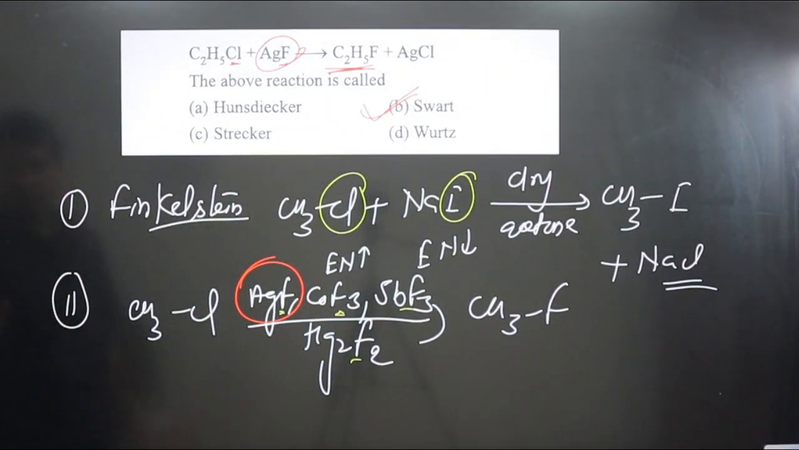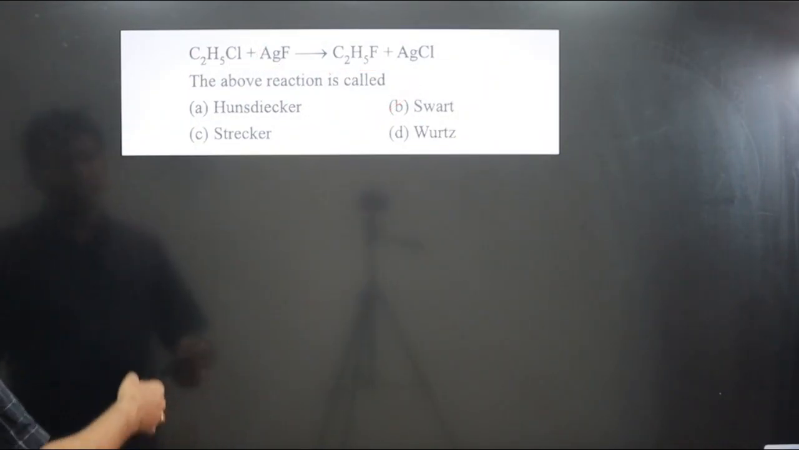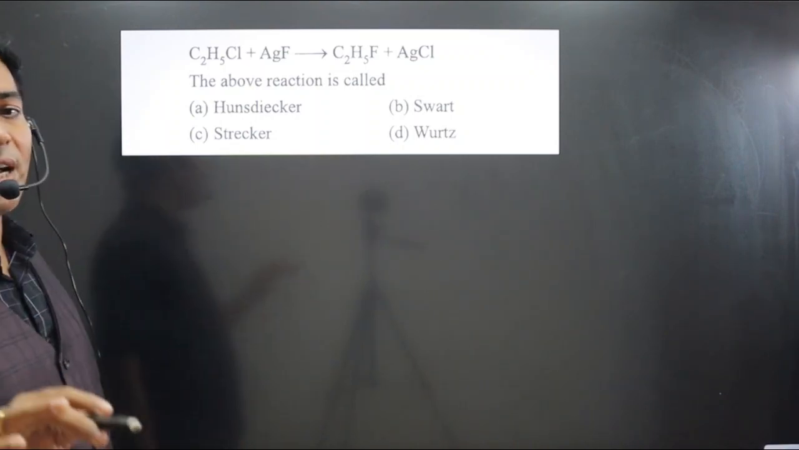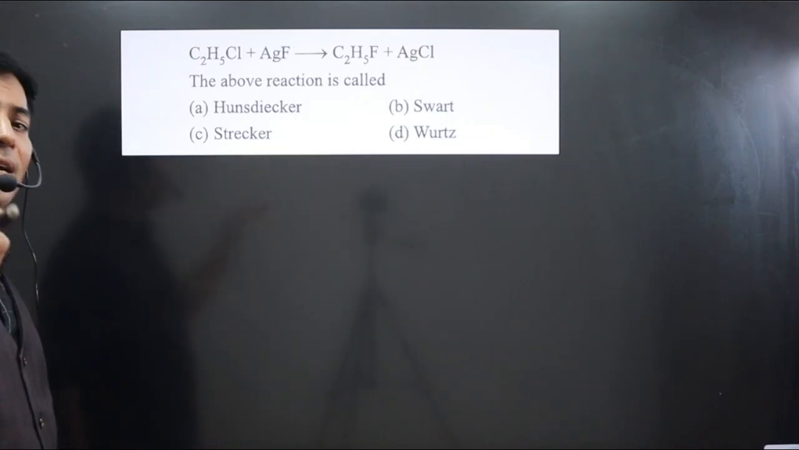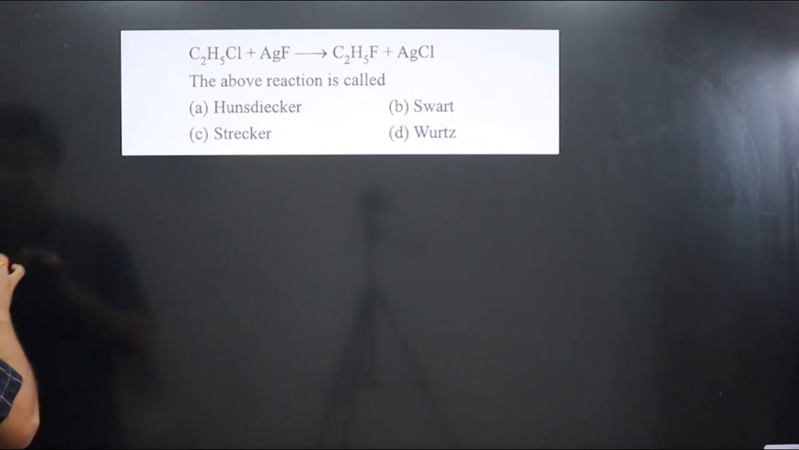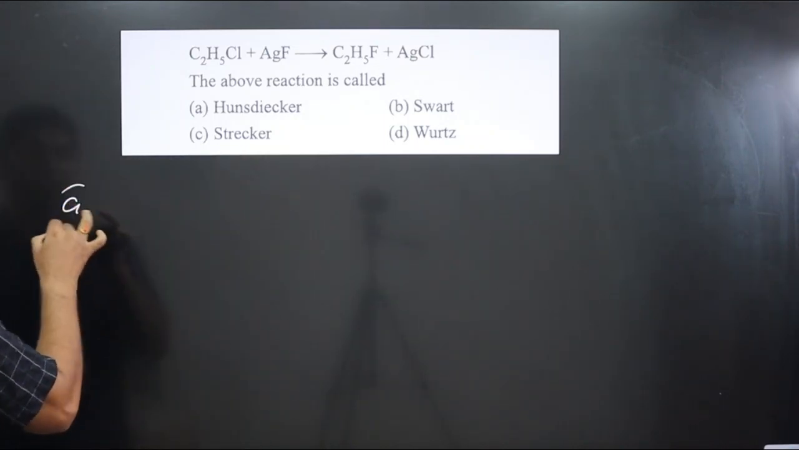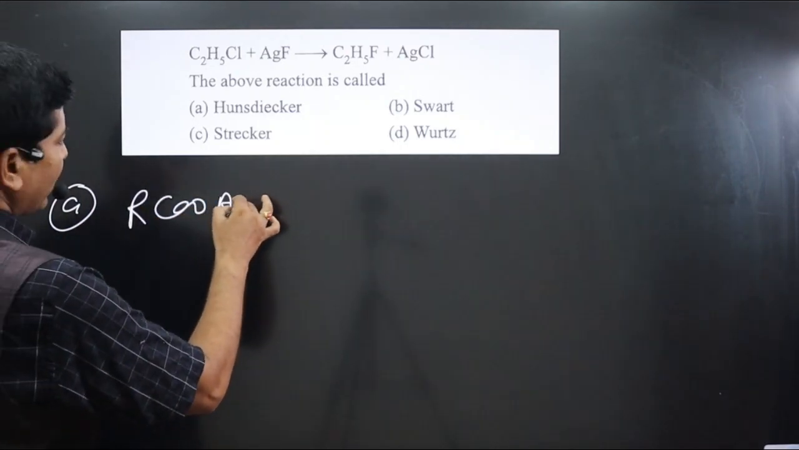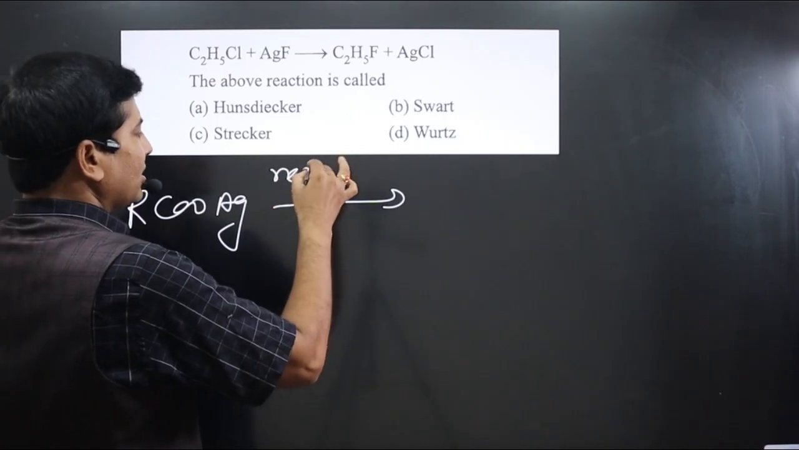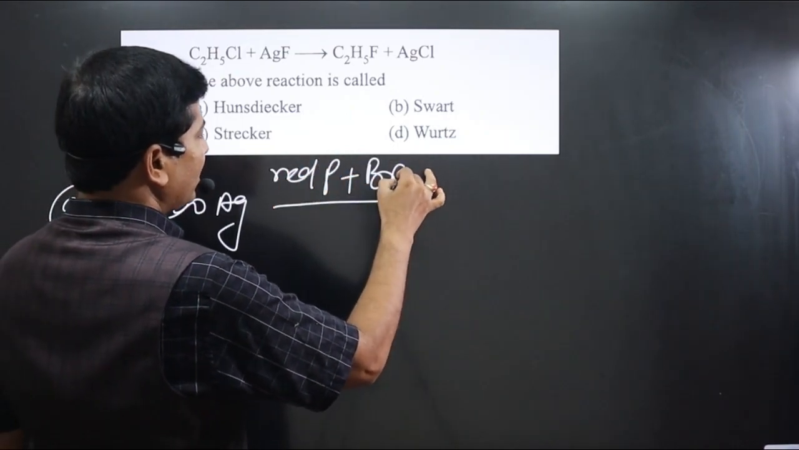So we have the Hunsdiecker reaction. Keep in mind, the Hunsdiecker reaction is also used to produce alkyl halide, but this is also an example of a decarboxylation reaction. In this case, the silver salt of an acid is taken, and it reacts in the presence of red phosphorus and halogen, Br2.